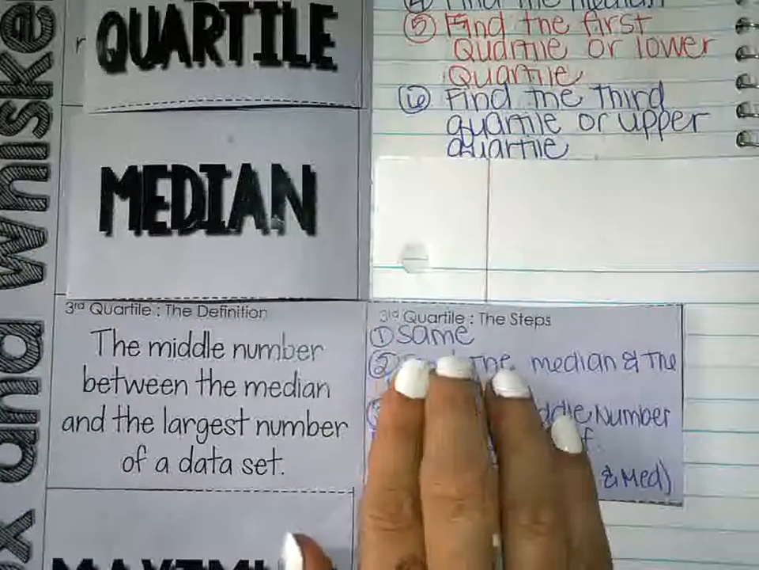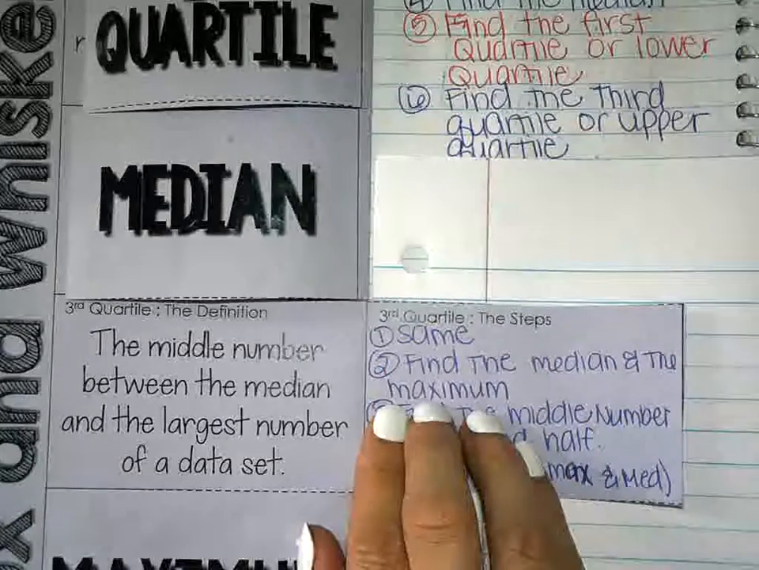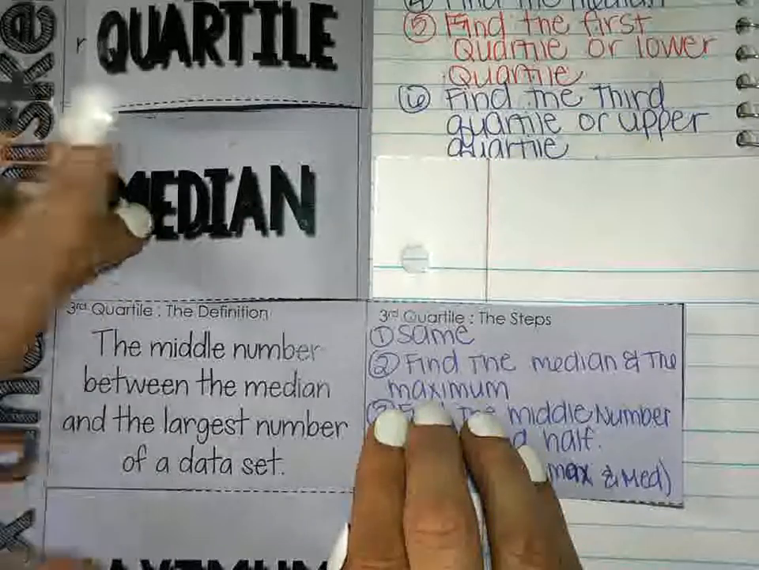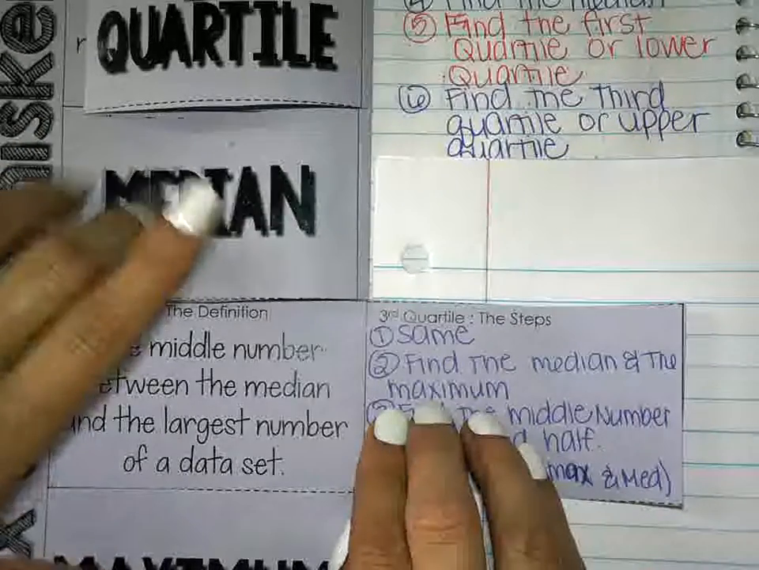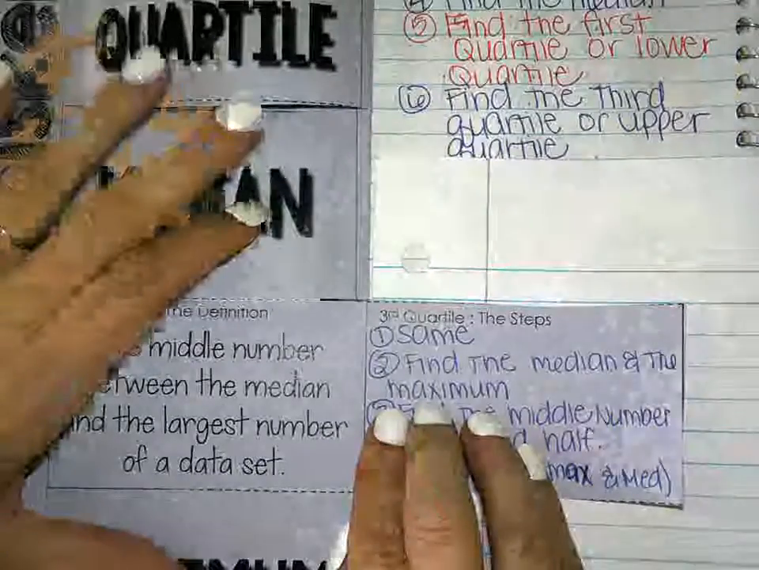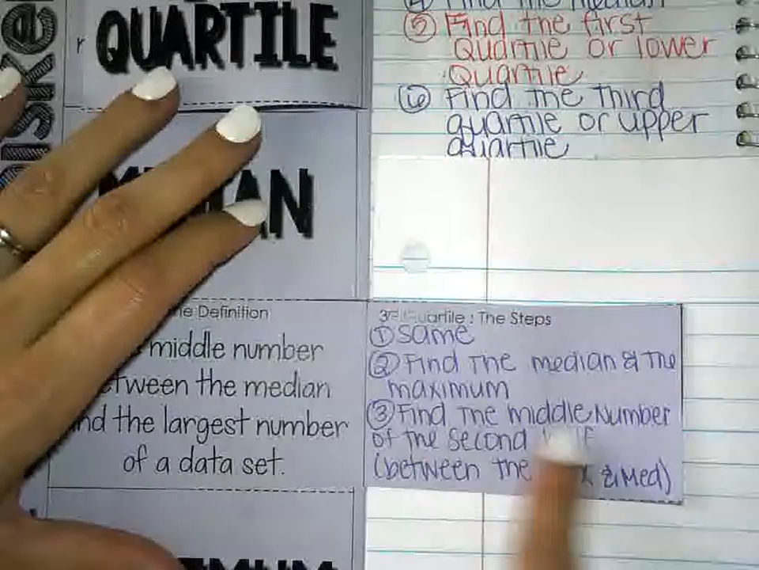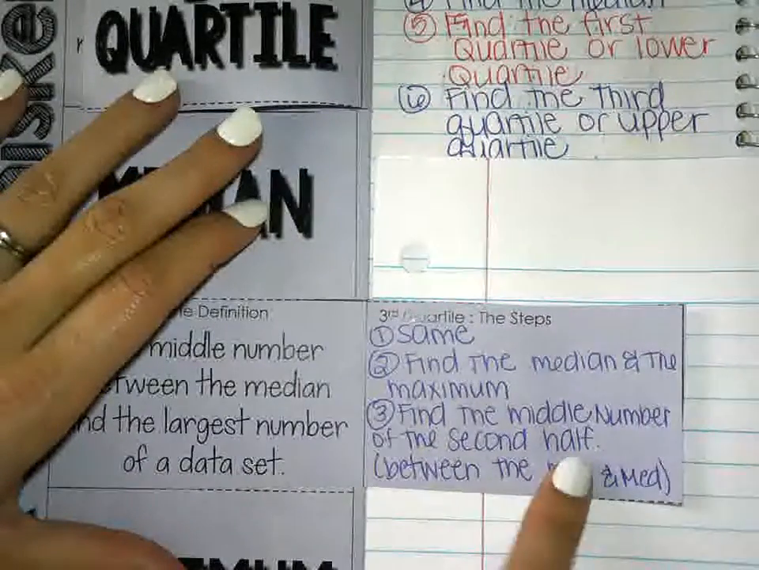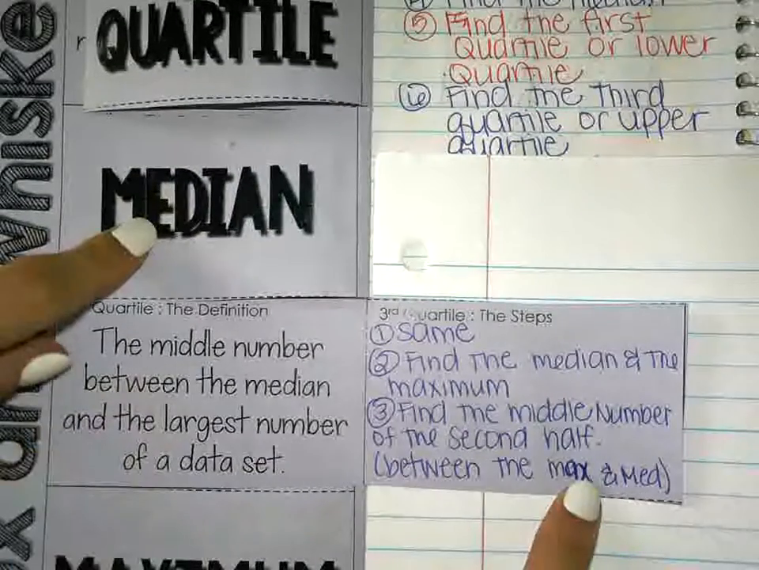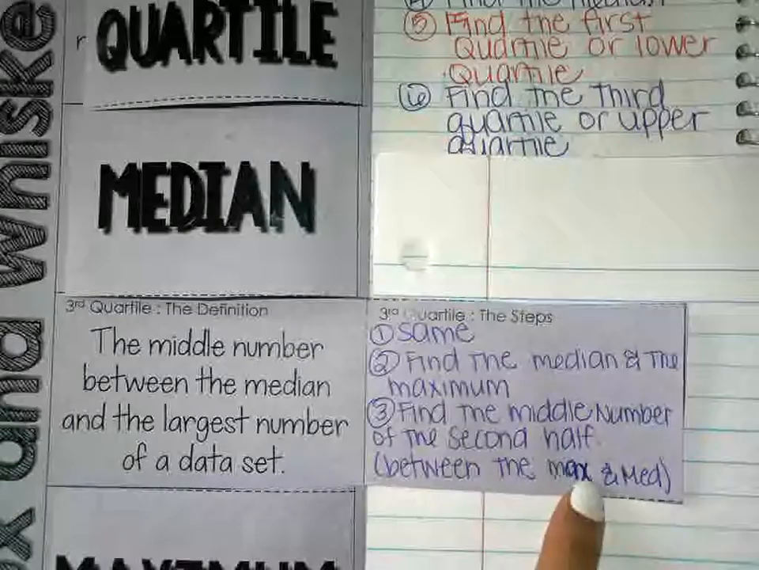So our steps for this are the same: put your numbers in order from least to greatest. Step 2, find the median and the maximum. You have to find the median and the maximum first. Without finding those two numbers, you will not be able to find the third quartile. Then step 3, you find the middle number of the second half, which is the number that is directly between the maximum and the median. It is the number in the middle of the two.